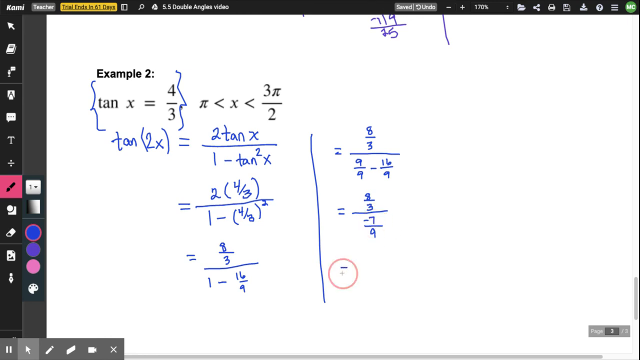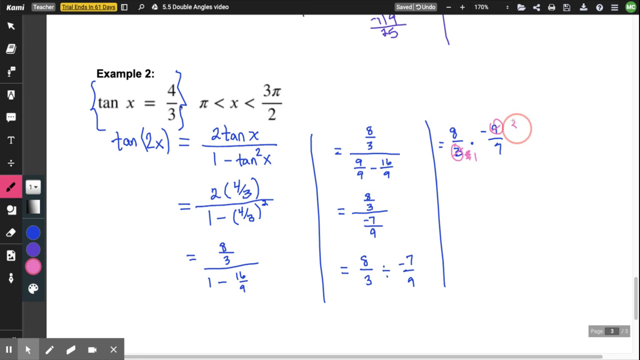And finally, I'm ready to deal with a compound fraction. So I've got 8/3 divided by negative 7/9. And the way we deal with dividing fractions is we keep the first one the same, multiply by the reciprocal of the second one. And then one more time, I want to reduce before I multiply. I see that this denominator and this numerator are both divisible by 3. So if I divide them by 3, I'd have a 1 there and a 3 up there.